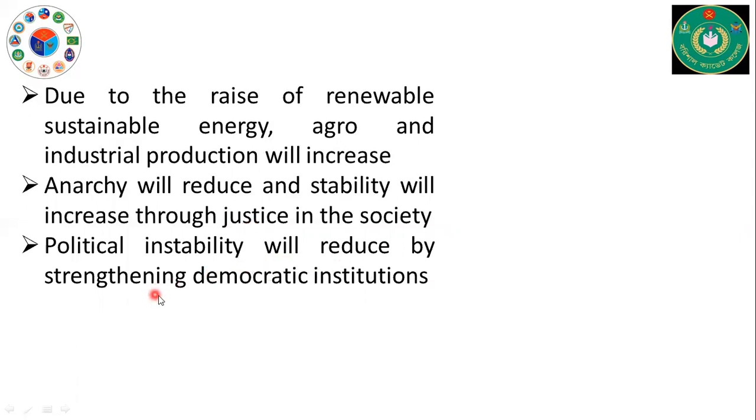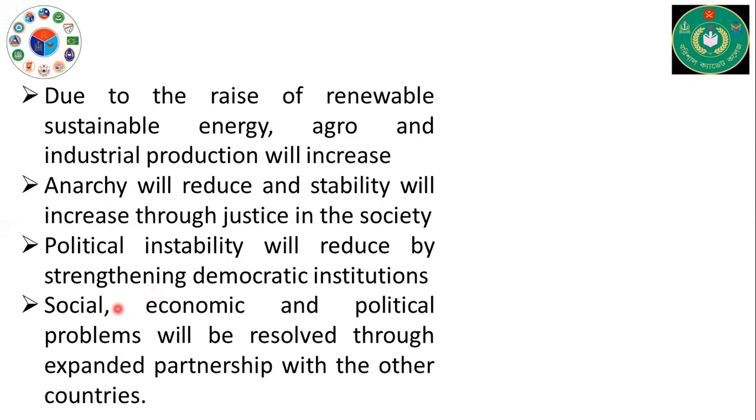Political instability will reduce by strengthening democratic institutions. Here, the notable point is that if we want to minimize political instability, then we have to strengthen the democratic institutions of the country. If the democratic institutions of the country are strong enough, then they will ensure political stability across the country, and that will ensure it across the world. The next one, social, economic, and political problems will be resolved through expanded partnership with other countries. That means not only in our country. Through this way, country-to-country partnership will ensure stability across the world.